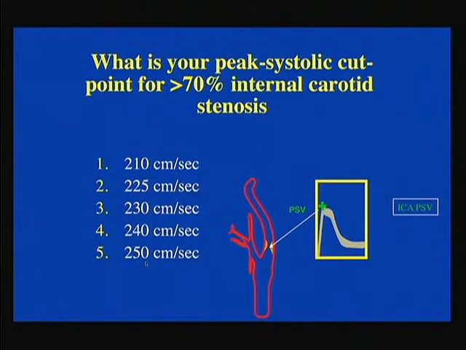Now, the next question is about 70% diameter stenosis. Here the literature has varied mostly between 225 and 250. Now, a good middle range is what's been adopted from the consensus meeting from the Society of Radiologists and Ultrasound. And it's a robust number. It seems to work. And it works for 70% diameter stenosis.